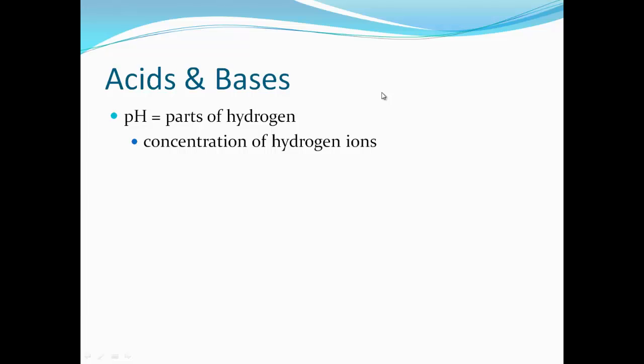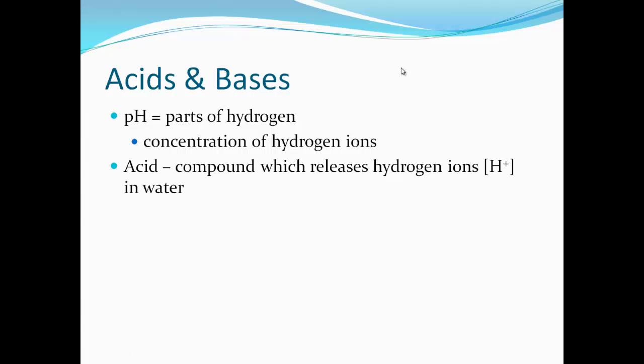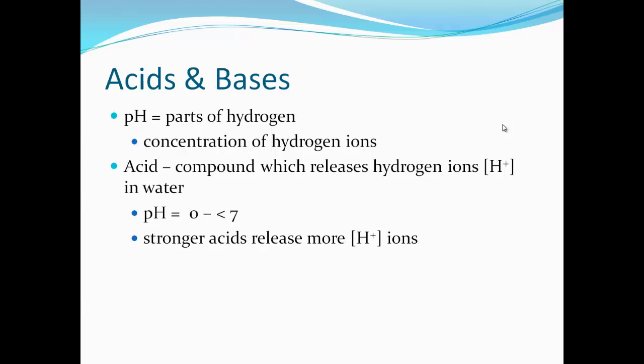Alright, acids and bases. We looked at the pH scale. pH means parts hydrogen. So pH is basically your concentration of hydrogen ions. If you have something that's considered an acid, it's going to release hydrogen ions, or H plus, in water. And the pH of an acid is between 0 and 7. The stronger acids will release more hydrogen ions.